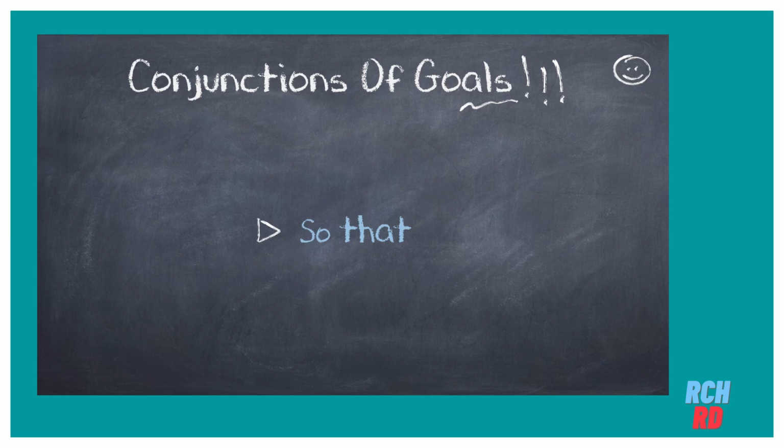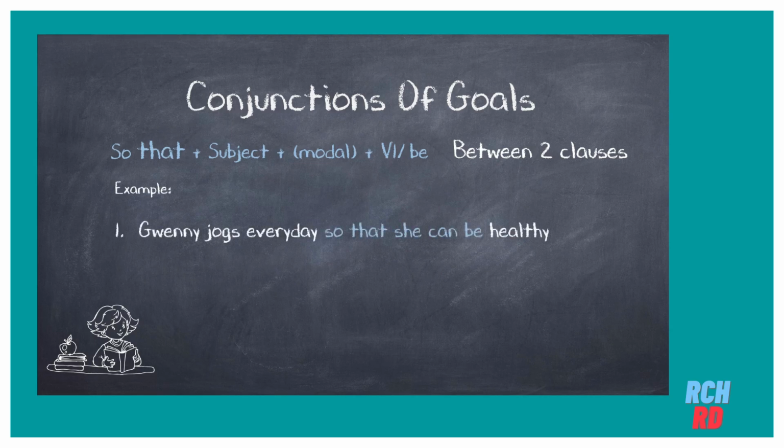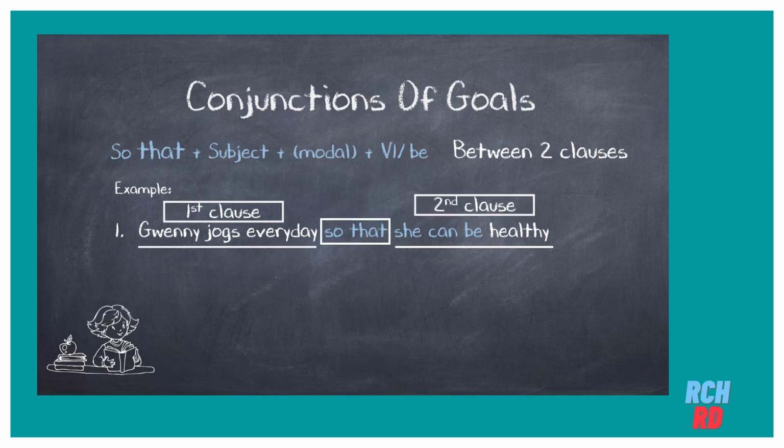The first conjunction of goals is so that. The pattern of so that is subject plus modals plus verb 1 or be. Before we look at the example, we have to keep in mind that we use so that between two clauses. Now let's see the example. Gwenny jogs every day so that she can be healthy. Gwenny jogs every day is the first clause, and she can be healthy is the second clause, and so that is between them.